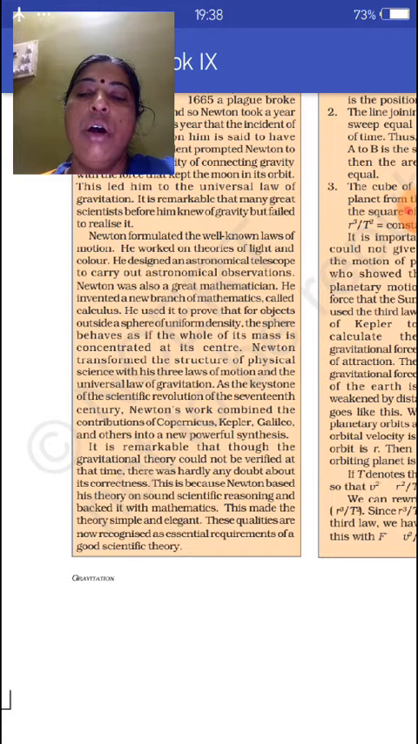Newton was also a great mathematician. He invented a new branch of mathematics called calculus.